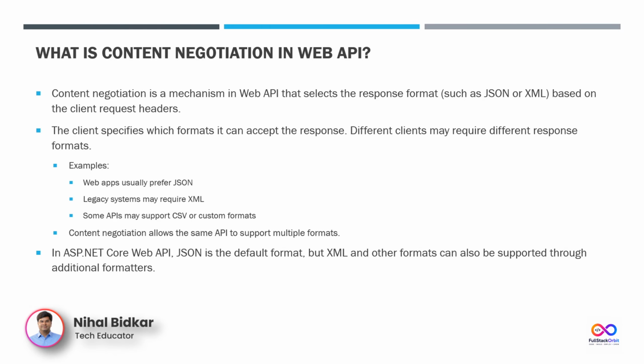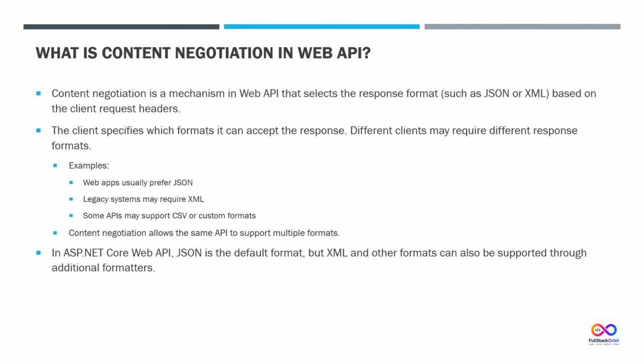My name is Nihal. Let's discuss another very important Web API interview question. What is content negotiation in Web API? Content negotiation is the process of selecting the best response format for the client based on the request header. In simple words, the client tells the server which response format it can understand, and the Web API returns the response in the most appropriate format.